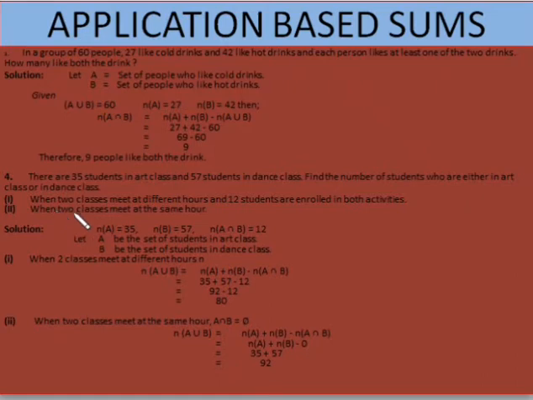Now in the second case, when the two classes meet at the same hour, the intersection becomes 0 because a single person is involved in a single activity.